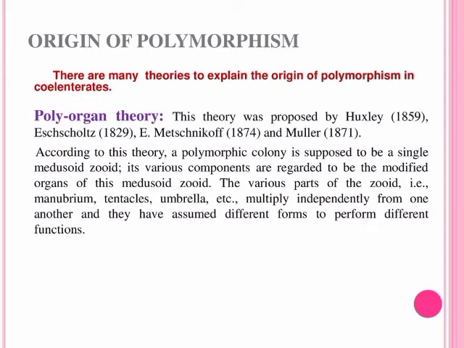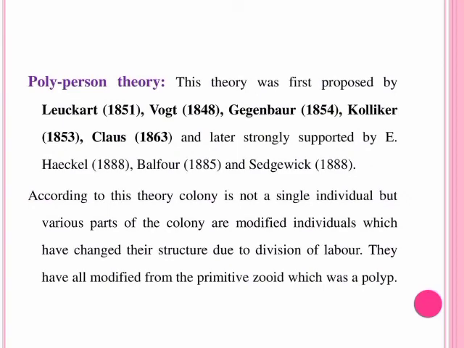Polyperson theory. This theory was proposed by Leuckart, Gegenbaur, Vogt, Schneider, and Kukenthal. According to it, a polymorphic Cnidarian colony is formed by the gradual structural and functional transformations of several organically connected and continuous individuals. Thus, each zooid of a polymorphic colony is originally a separate individual and it attained a new form and function through gradual transformation.